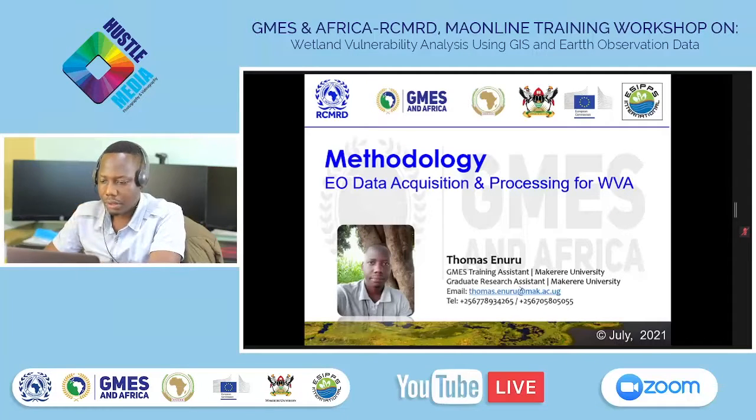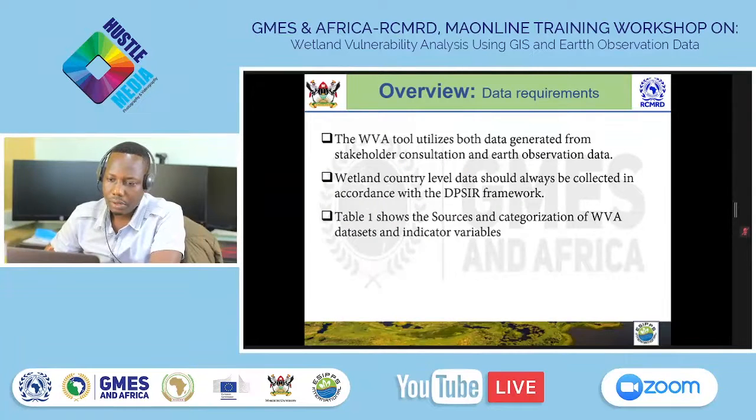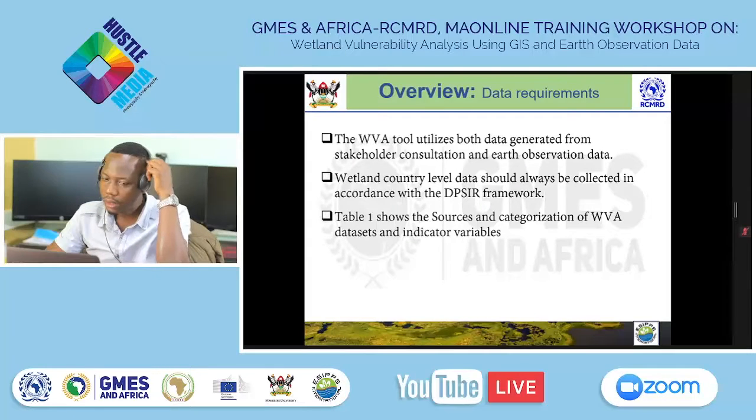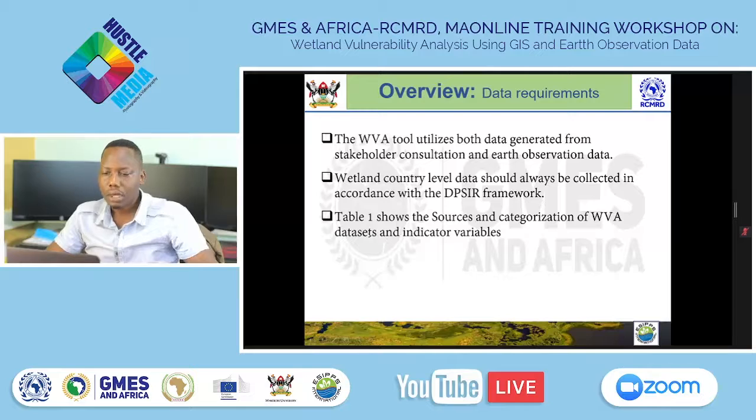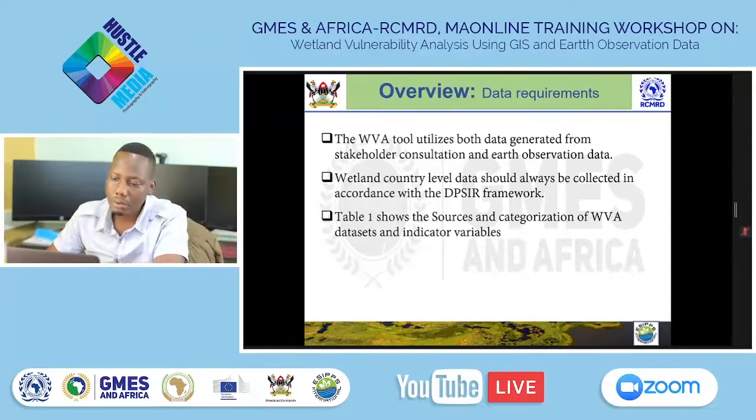So to start, a recap is that the WVA tool utilizes both data generated from stakeholder consultation and Earth observation data. So this is a very key statement, that when we are going to analyze or assess the vulnerability of wetlands, there will be two aspects that have to play. One is the stakeholder information or contribution, as well as the use of Earth observation data.